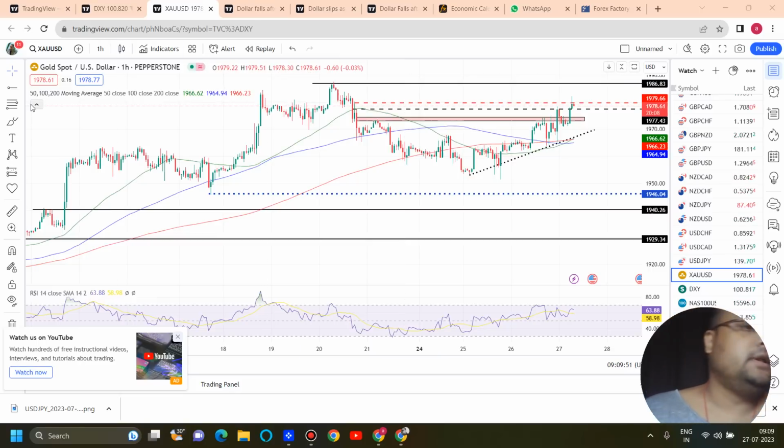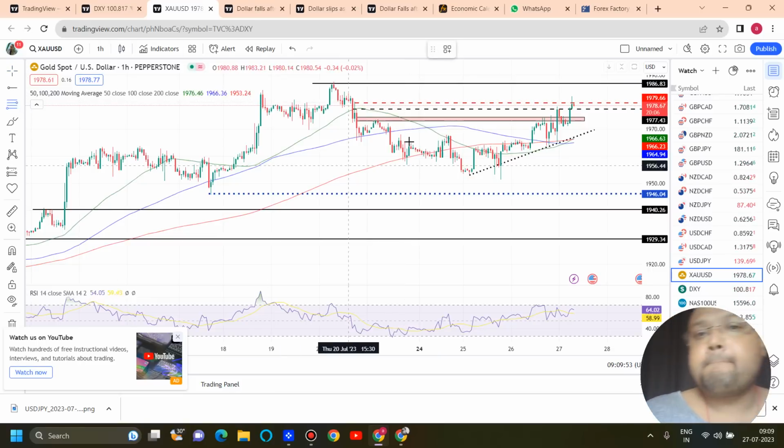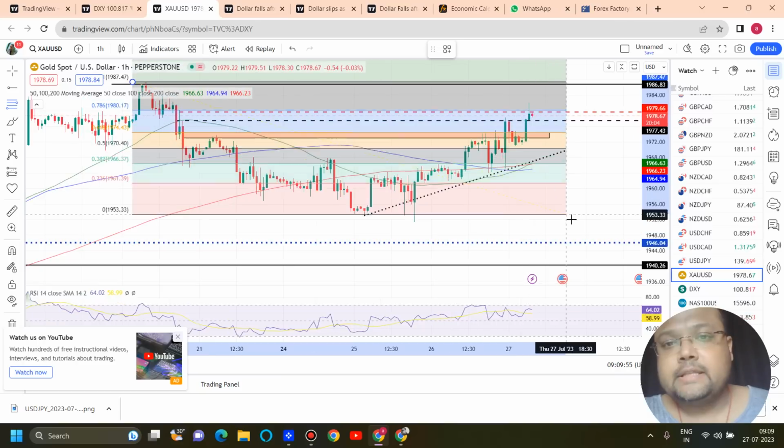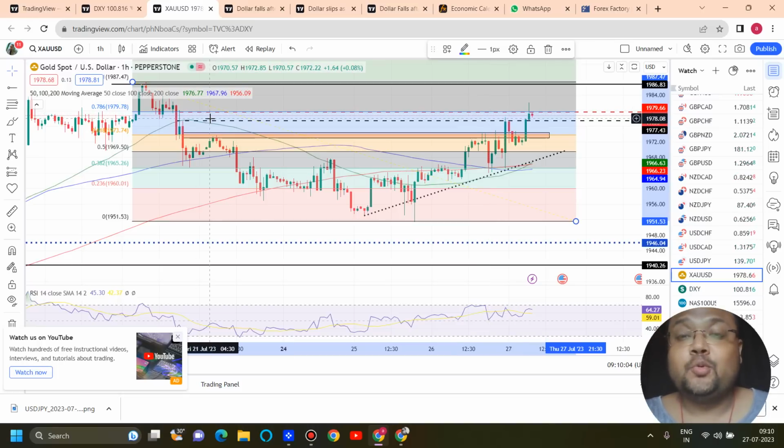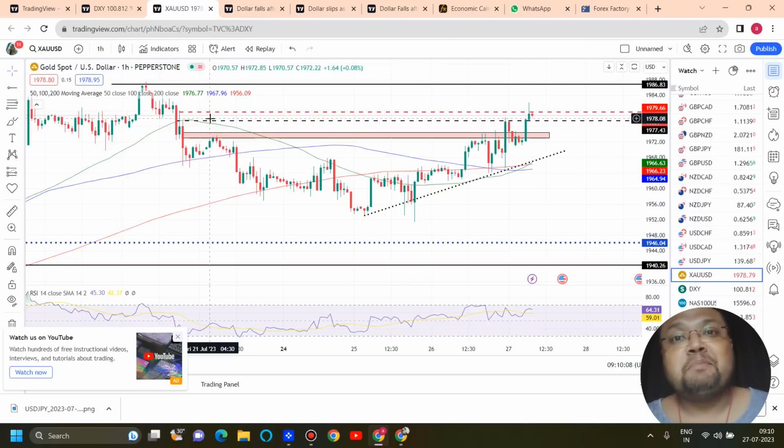And most importantly, you can see if we draw Fibonacci here, then the market is struggling around the Fibo 78.6% retracement level, which is also a big red flag. Okay, not to take a buy position right now.